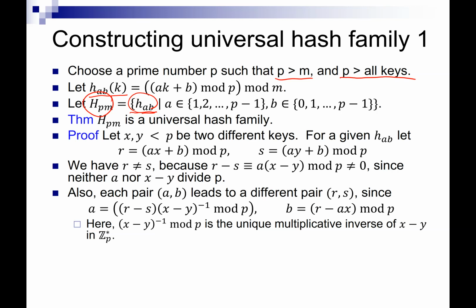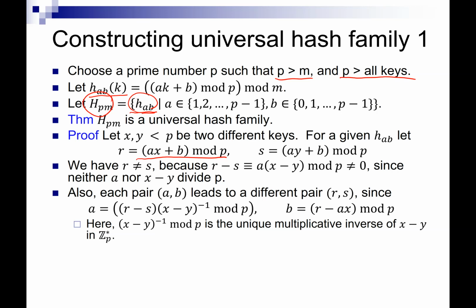The first thing is that we're going to take two mods when we compute h sub ab, so let's first consider the inner modulo part. For a key x, we're going to compute ax plus b modulo p, and let's call this r. For y, we're going to compute ay plus b modulo p, and we're going to call this s. The first claim is that r is not equal to s.